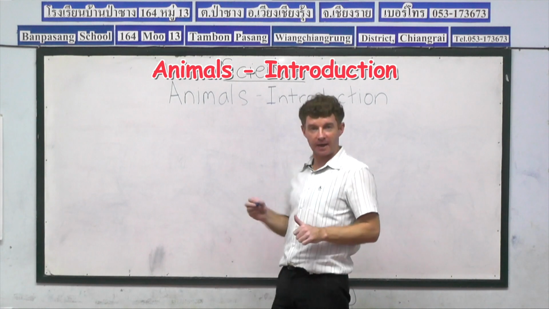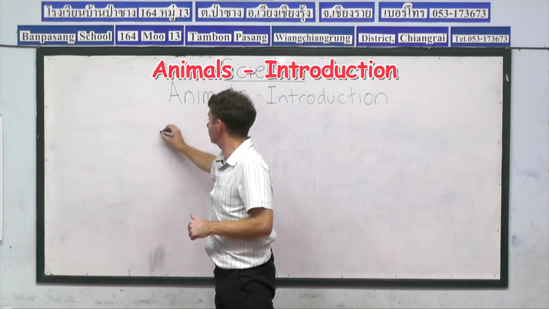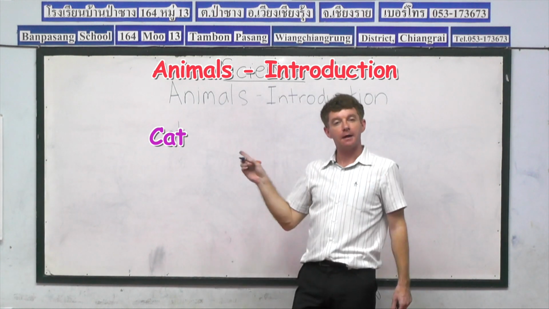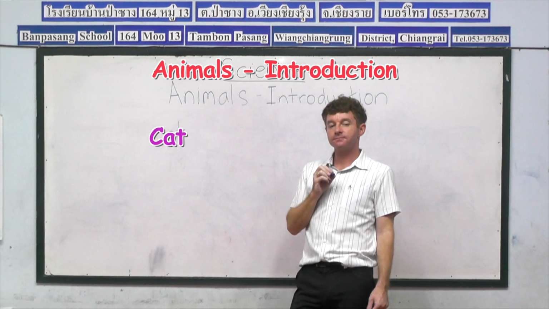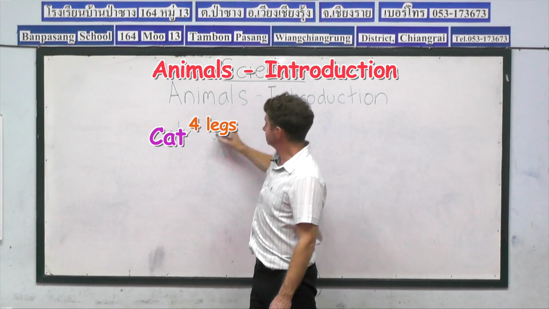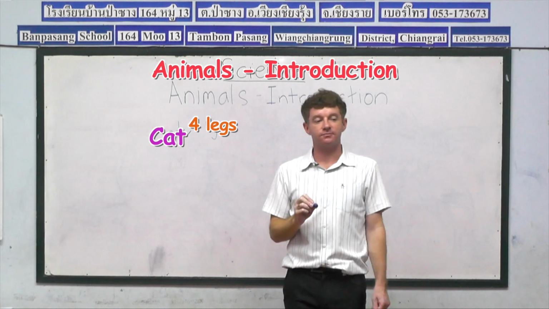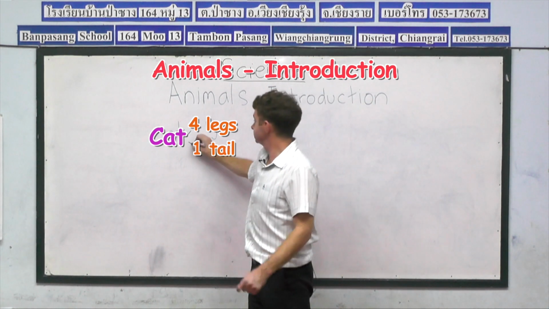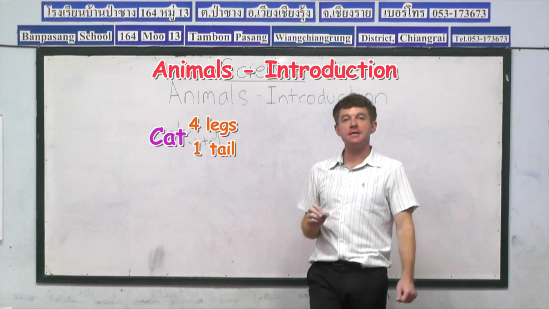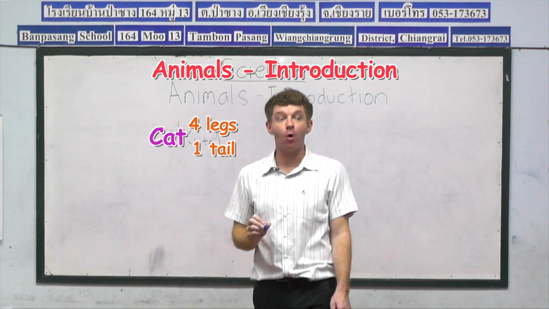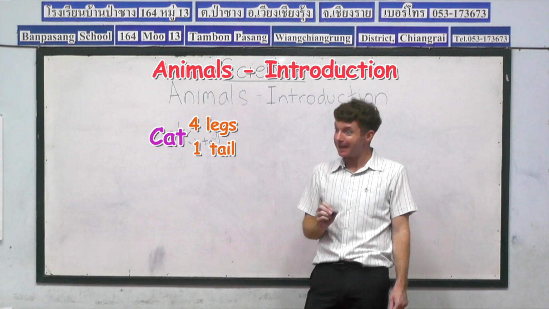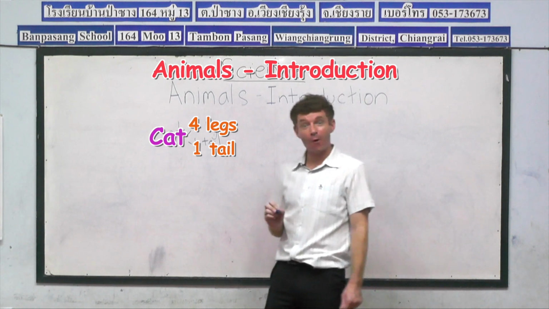So who can give me an example of some types of animals? Cat. Okay, cat is a very well-known type of animal. K-A-T, cat. Now, how many legs does a cat have? 4 legs. How many tails does a cat have? 1 tail. How many horns does a cat have? None. No horns on a cat.